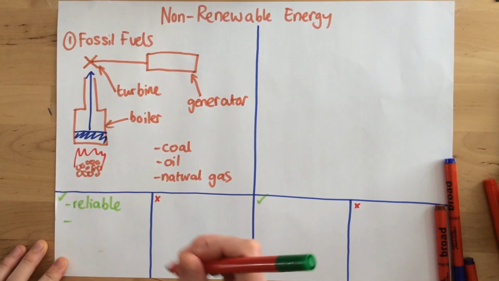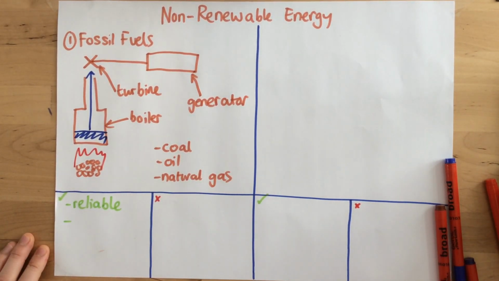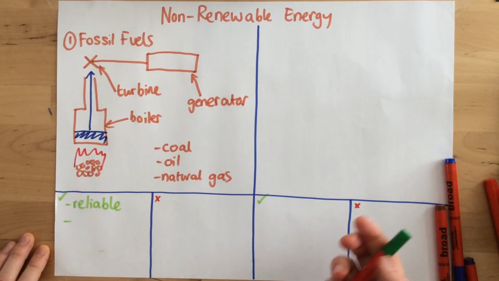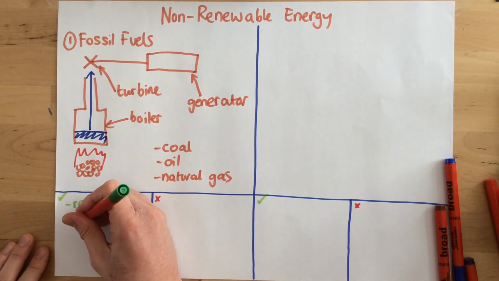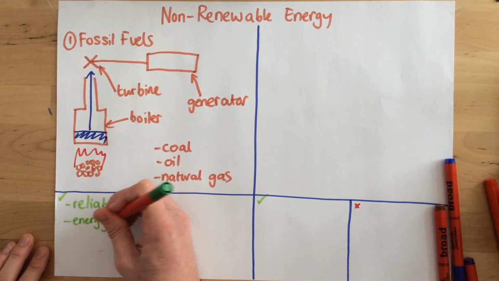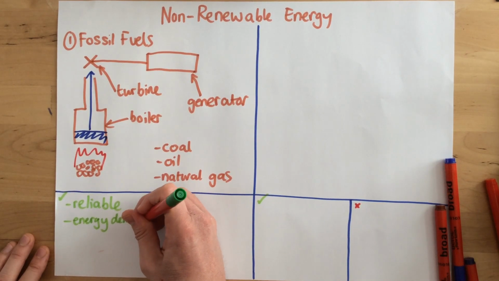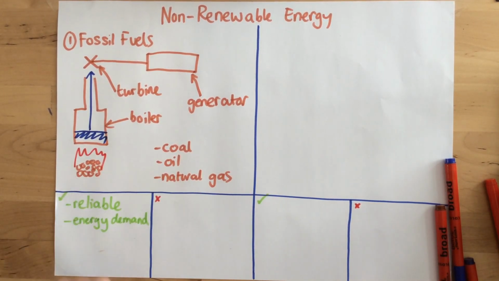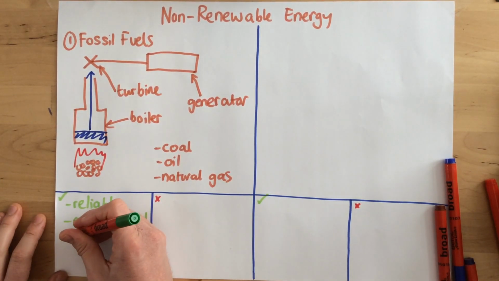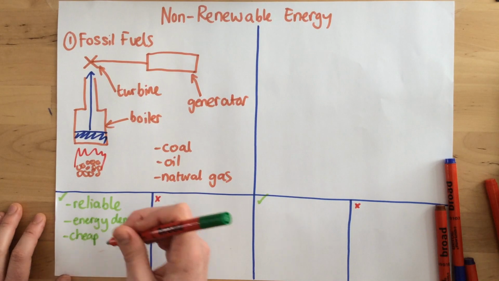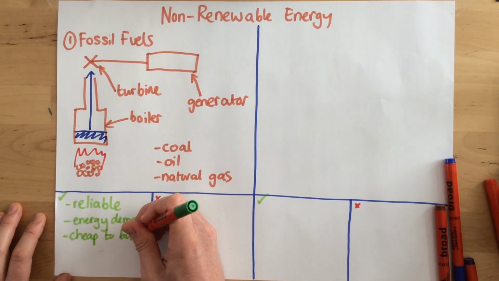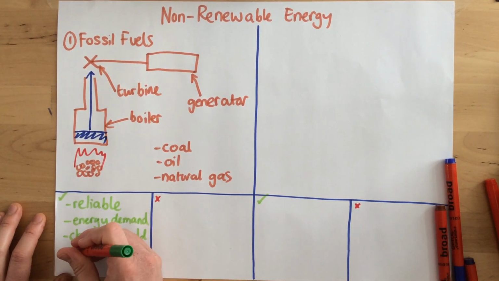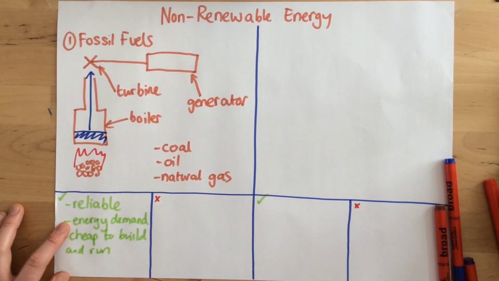They're a reliable source currently to produce a lot of electricity, to give electricity for everyone across the nation. The other good thing about them is they can be used to meet energy demand. So if there's a sudden demand for more energy, we can just burn more of the fossil fuels in order to produce more energy. They're also, compared to lots of other types of energy generation, comparatively cheap to build and to run. So those are the benefits of fossil fuels.